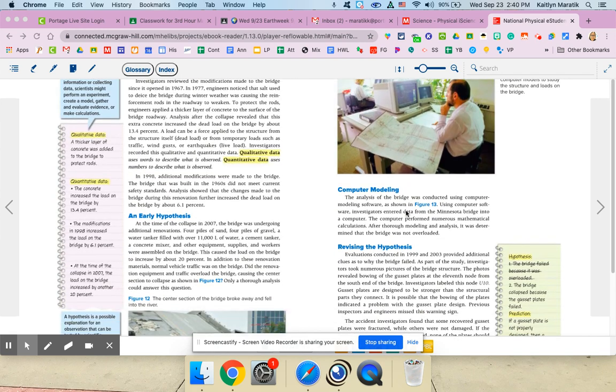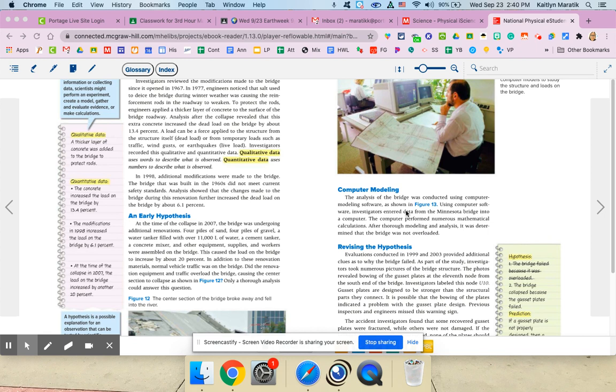So, computer modeling. The analysis of the bridge was conducted using computer modeling software as shown in Figure 13. Using computer software, investigators entered data from the Minnesota Bridge into a computer. The computer performed numerous mathematical calculations. After a thorough modeling analysis, it was determined that the bridge was not overloaded. Which in my mind, I'm like, but that means that there must be something else that's happening. So that's how they did their first bit.